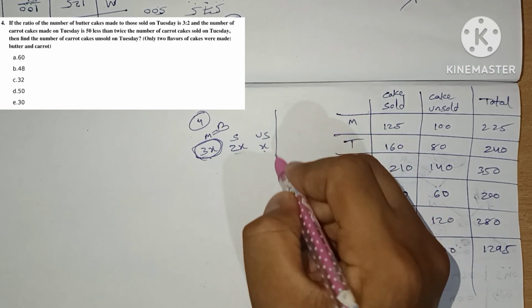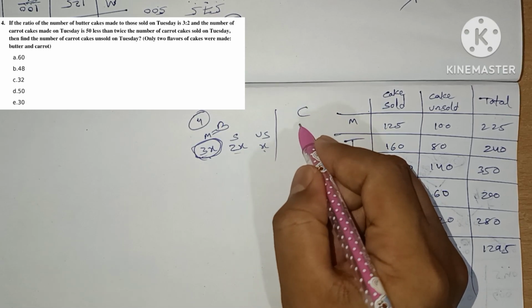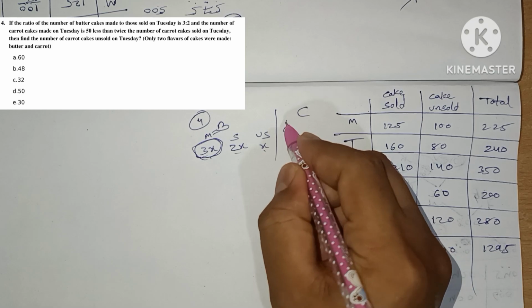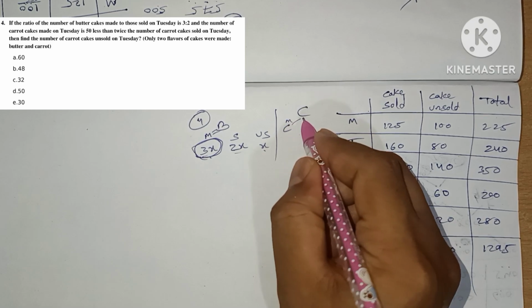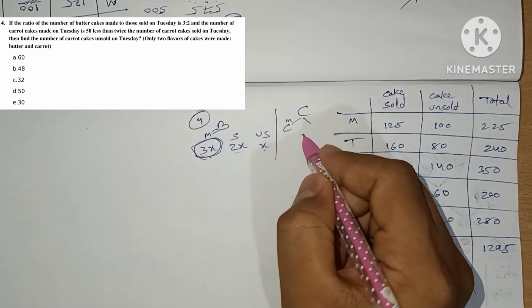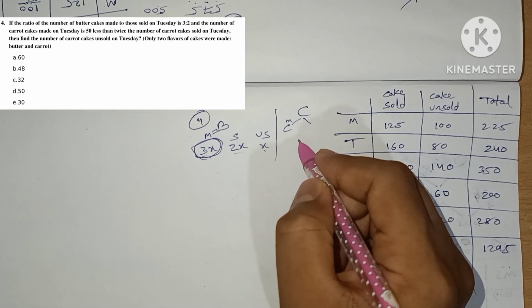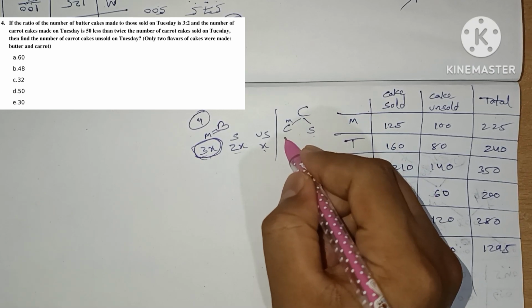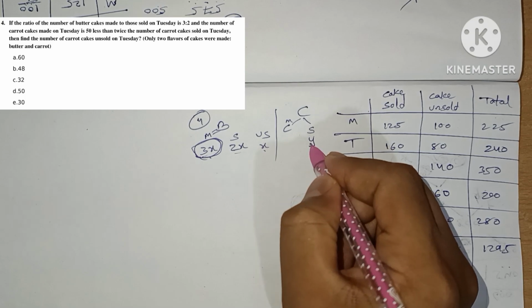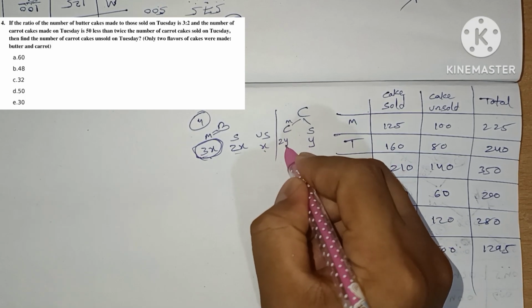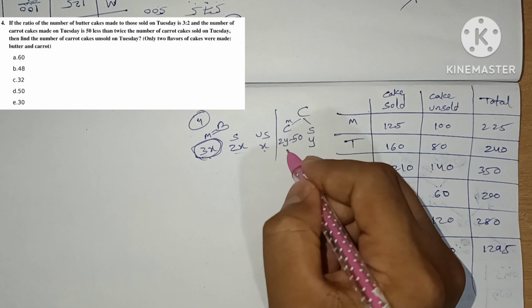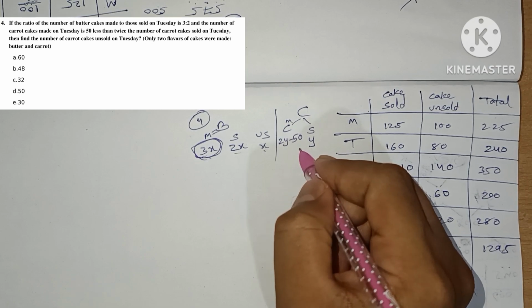Okay, and also carrot cakes says that total carrot cakes made is twice the number of carrot cakes sold minus 50. So let's assume this as a y, and 2y minus 50 is the total number of cakes made. It is the thing that is saying in the statement.